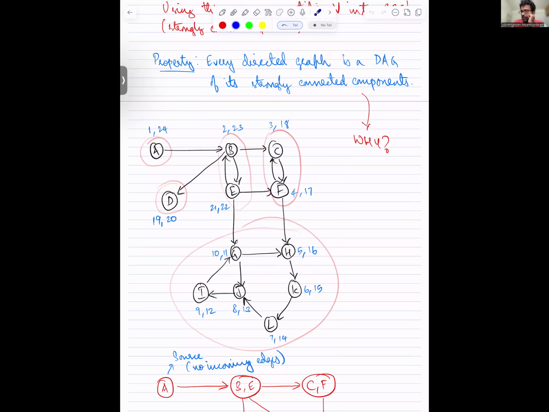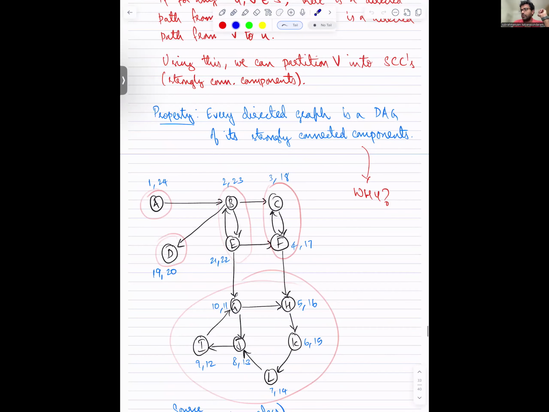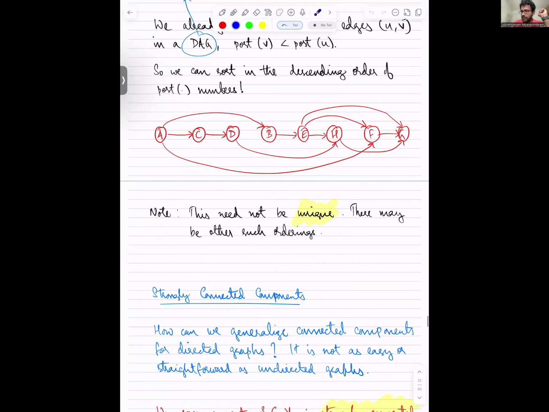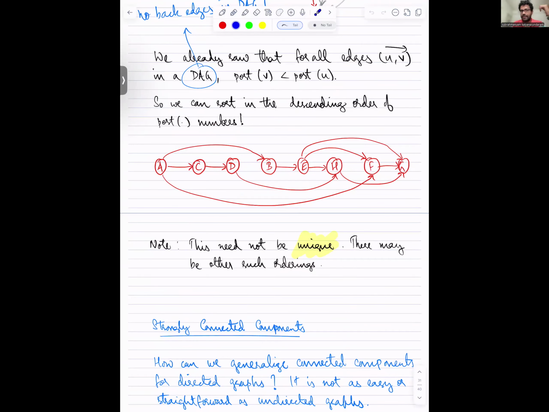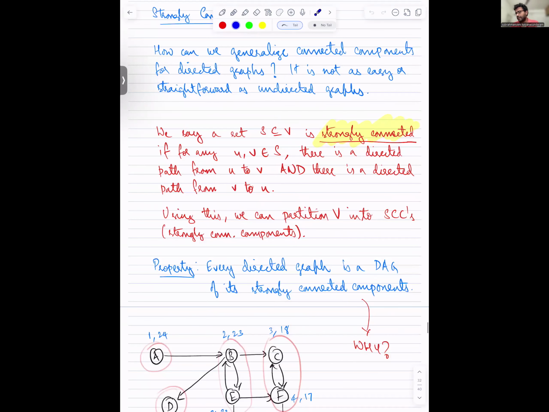Then we saw how to use these timestamps, these post numbers, to determine if a directed graph has a cycle. Then we saw how to do the topological sort. Basically, you order the vertices in descending order of the post numbers. That gives you the topological sort, provided the graph is acyclic. And then we started discussing strongly connected components.